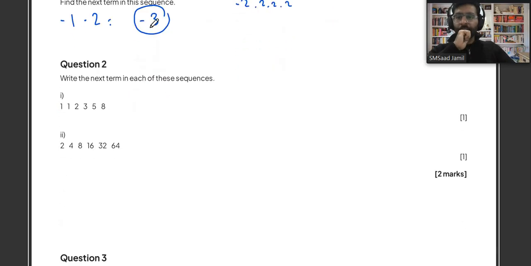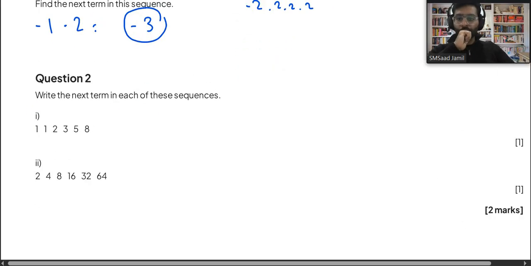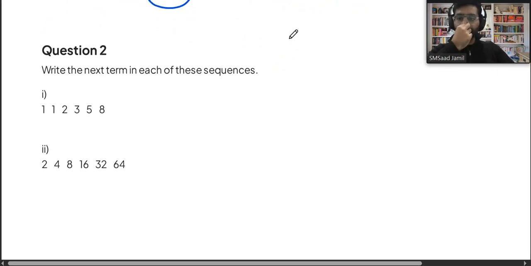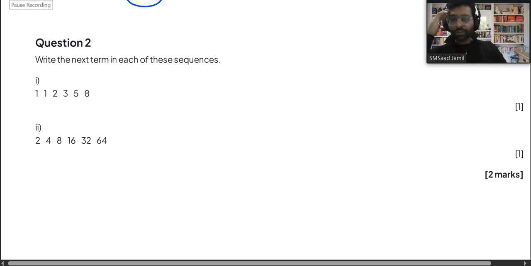Alright, perfect. Now moving on to question number 2. It says, write the next term in each of these sequences. So in this question, you have the numbers 1, 1, 2, 3, 5, 8. So now they are asking what is going to be the next term in the sequence. If you look at this question, we can identify a theme over here. For example, the first number is 1. The second number is also 1. Then the third number is 2.